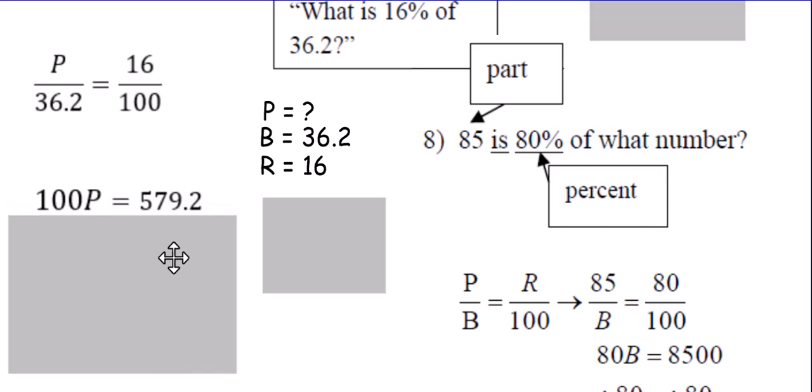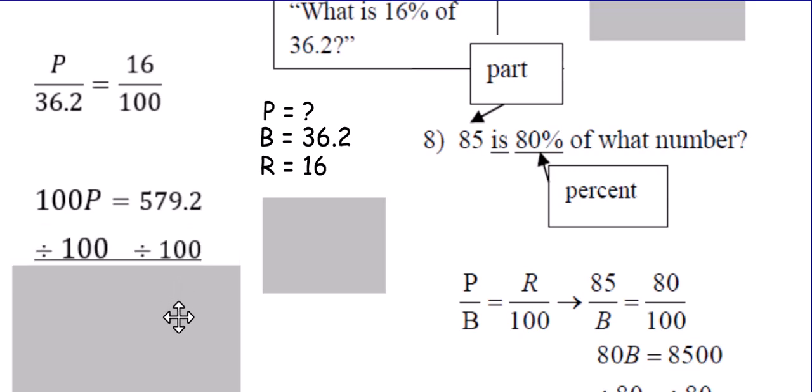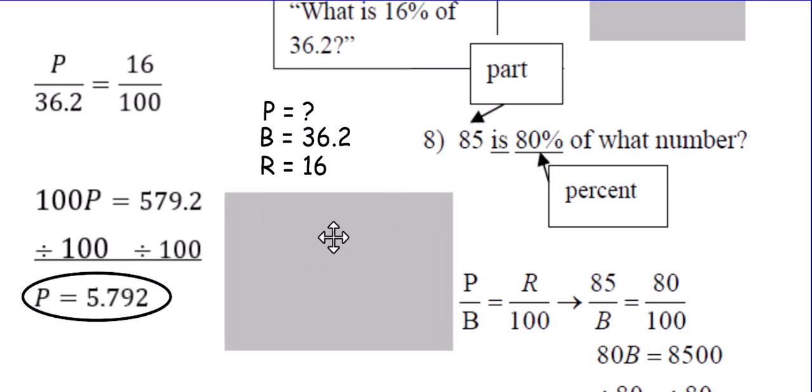100 times P is 100P. 16 times 36.2 is 579.2. We'll divide both sides by 100, and this will get us a fairly short terminating decimal, 5.792. Again, it's short enough that I think it's okay to write it. Sometimes it's beneficial to round it. Obviously, depending on the circumstances, determines whether we want to round it or not.